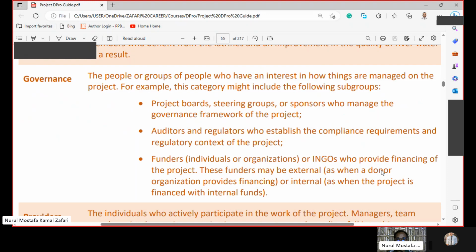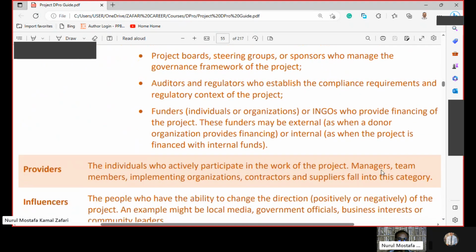For example, this category might include the following subgroups: project boards, steering groups or sponsors who manage the governance framework of the project; auditors and regulators who establish the compliance requirements and regulatory context of the project; and funders, individuals or organizations or INGOs who provide financing of the project. These funders may be external, as when a donor organization provides financing, or internal, as when the project is financed with internal funds.